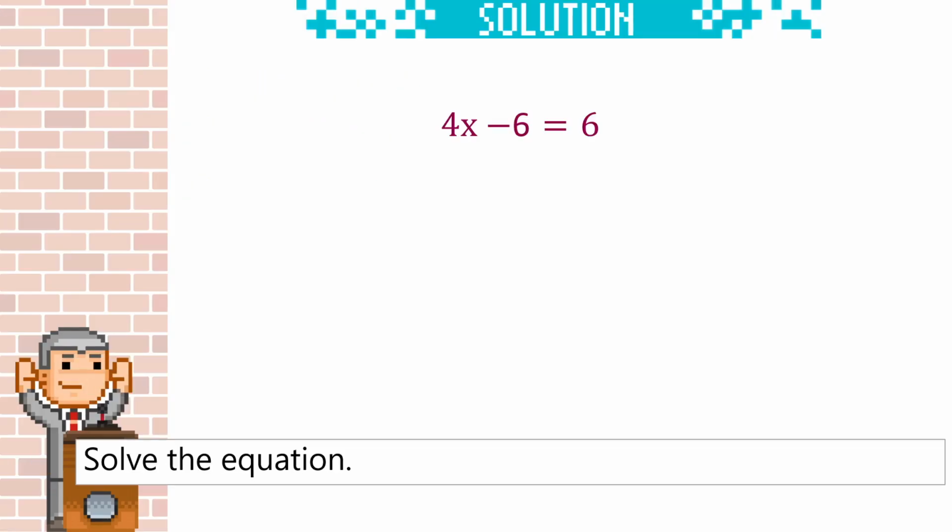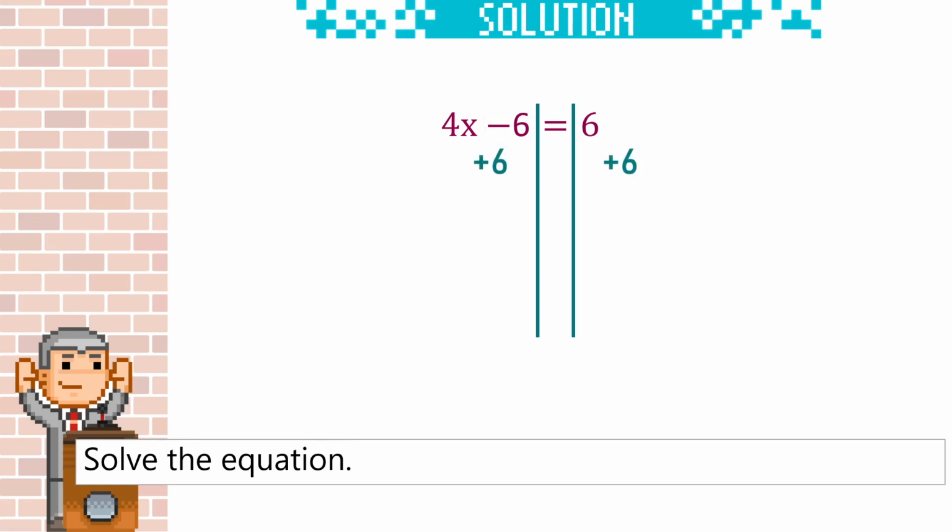We're asked to solve this, so we're going to start off with putting our tram lines in. Now we have a couple of operations happening to the x. We have the times 4, because it's 4x, and we have the minus 6. We always have to deal with the add or subtract first. So let's do the inverse of subtract 6, which will be add 6 to both sides.